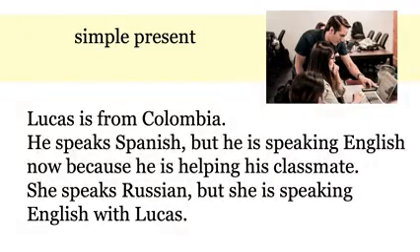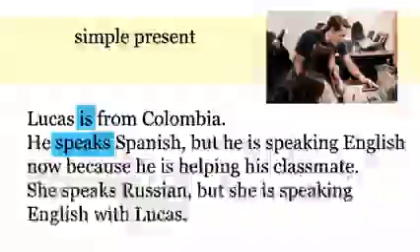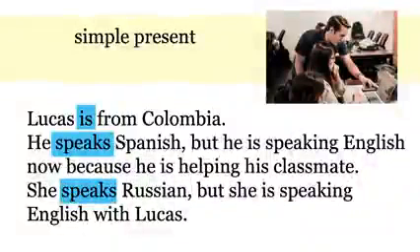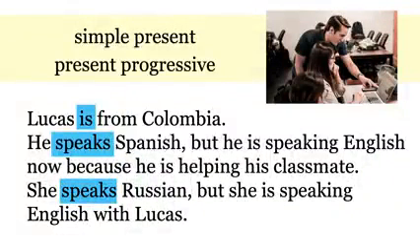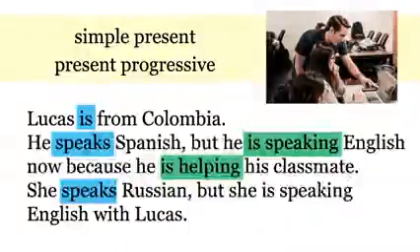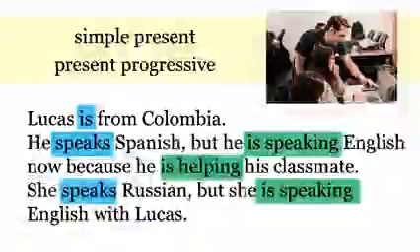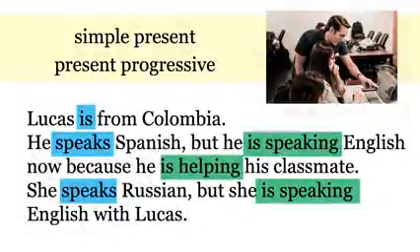The simple present verbs are is, speaks, and speaks again. And do you see the present progressive? Is speaking, is helping, is speaking. Remember, present progressive needs the be verb and a verb with ing. Let's review when to use these forms.